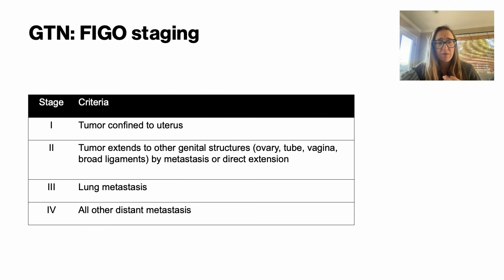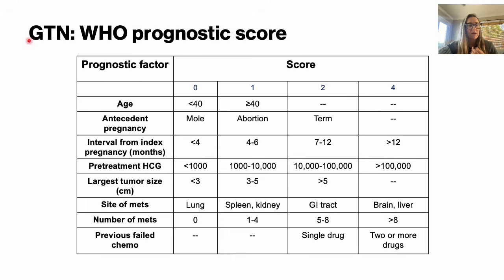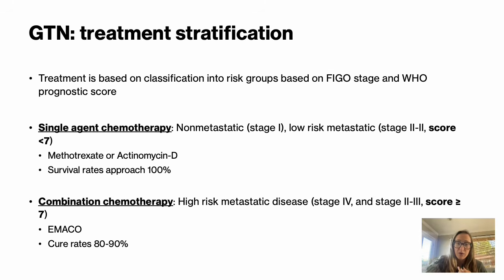This is the FIGO staging for GTN. One important thing here that likes to be sometimes tested upon because it's different is lung mets is stage 3. Usually in every other disease it's stage 4, but stage 3 here. And then the WHO prognostic scoring. This is also highly tested upon, so it's here for your reference. And yes, you do need to know the categories because that helps you stratify your treatment.